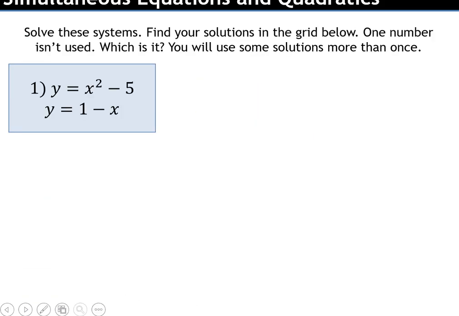Now, so we've got two equations here, y equals x squared minus 5 and y is equal to 1 minus x.